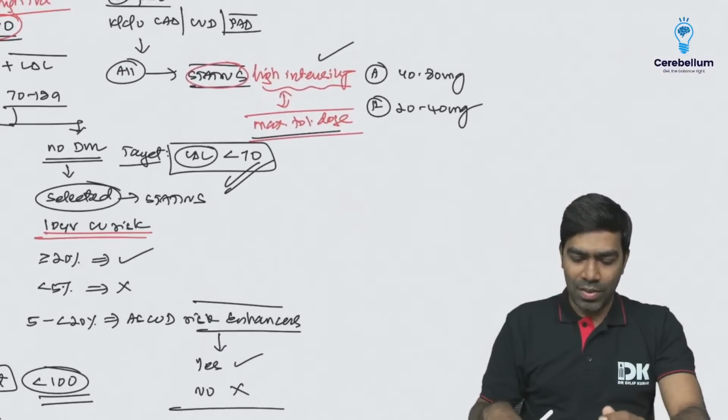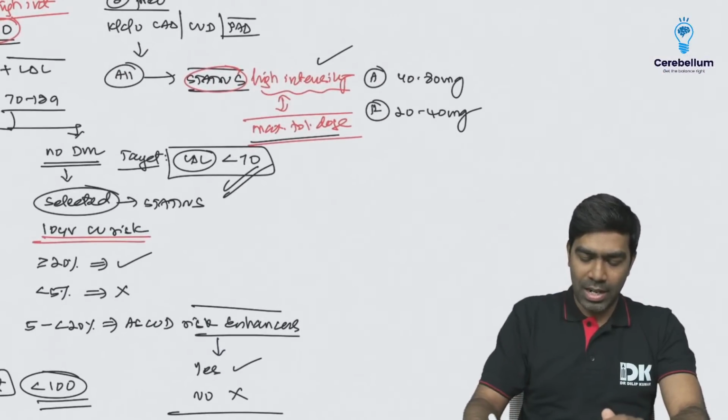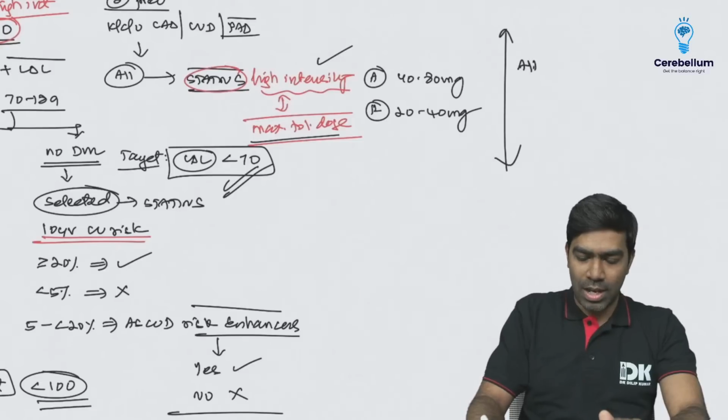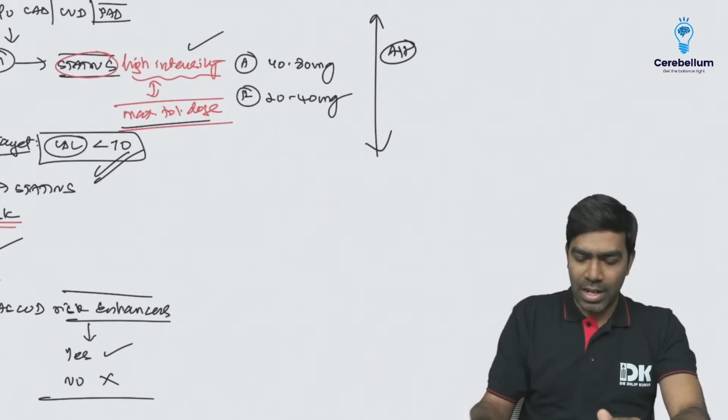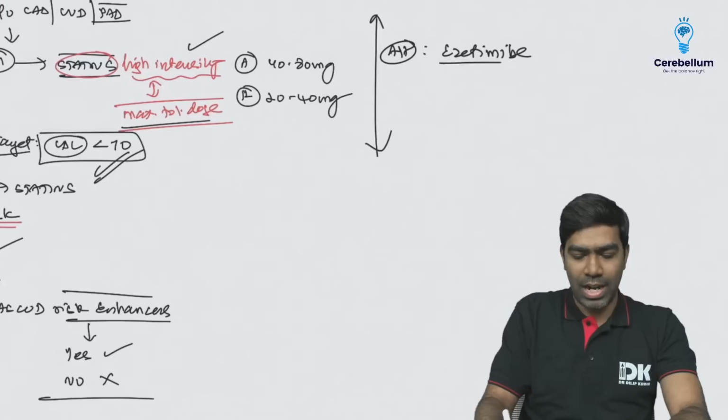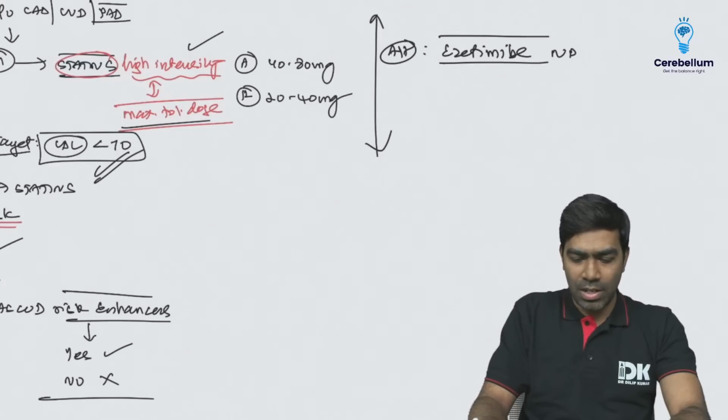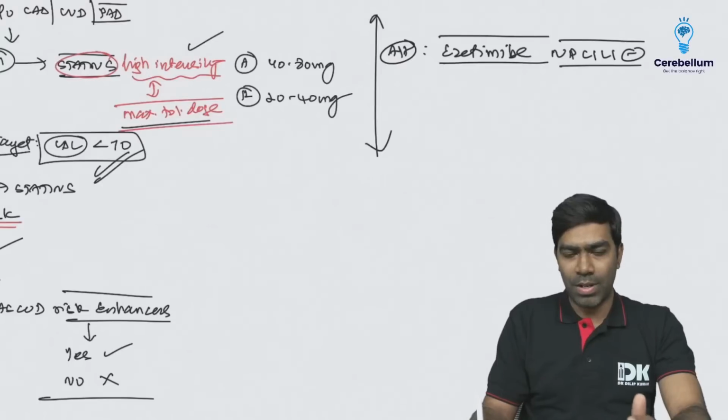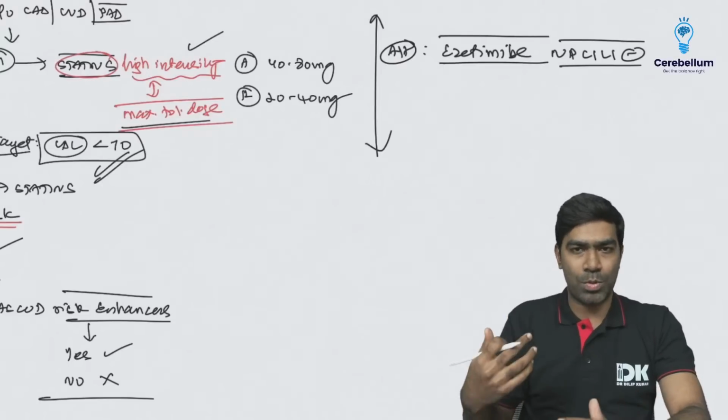And what are the alternative drugs that you can use? Remember, not alternative, add-on drugs. In case your cholesterol control is not that good, then you can add ezetimibe, which is an NPC1L1 transport inhibitor that stops the intestinal absorption of cholesterol.